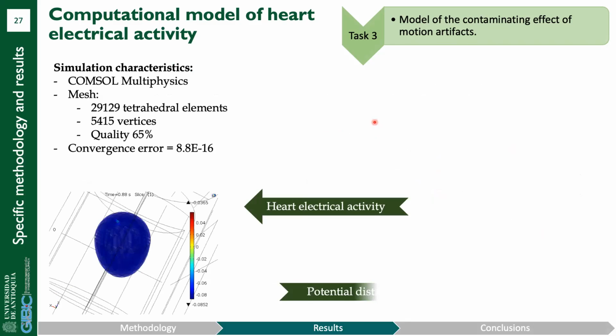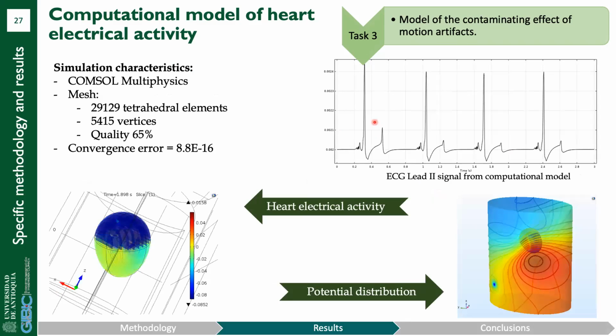After the implementation of this model, we obtain a very good approximation of the behavior of the heart, the electrical activity of the heart inside the body. And when we put different test points on the surface of the volume conductor, we obtain a very good shape of the ECG signal. That means that our result is near to the real approximation.